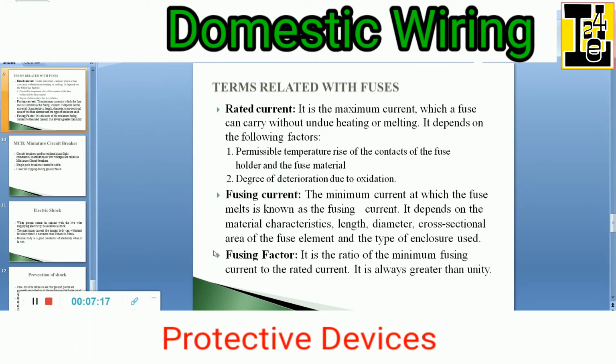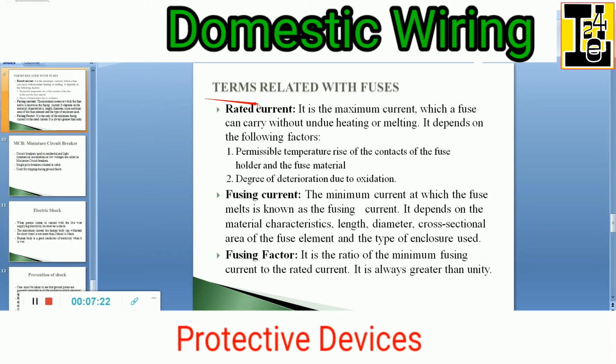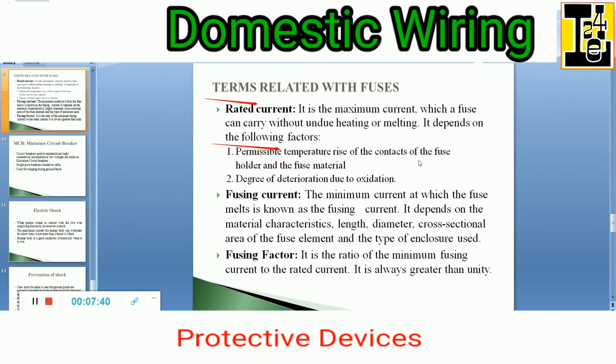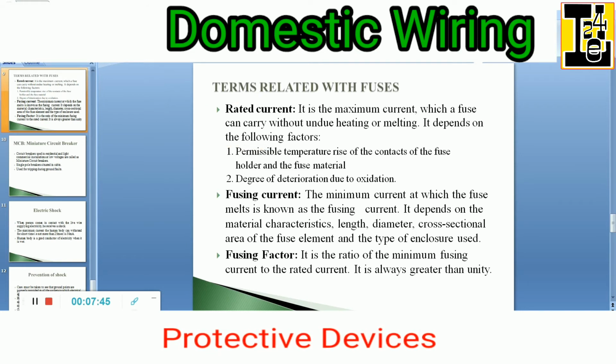Terms related with fuses. Rated current. It is the maximum current which a fuse can carry without undue heating or melting. It depends on the following factors. First one is permissible temperature rise of the contacts of the fuse holder and the fuse material. Second factor is the degree of deterioration due to oxidation.